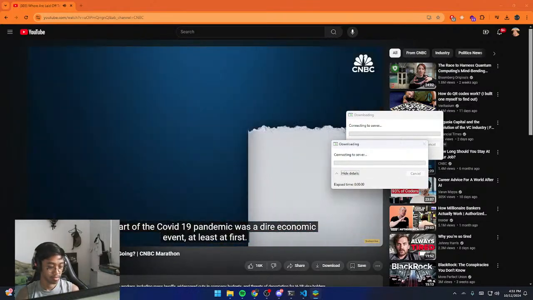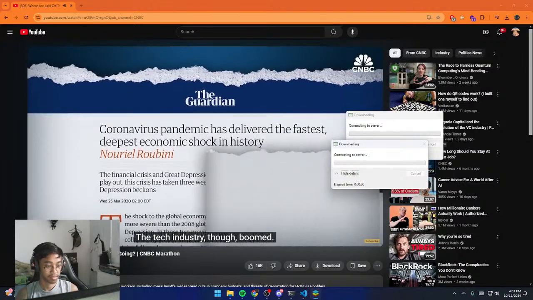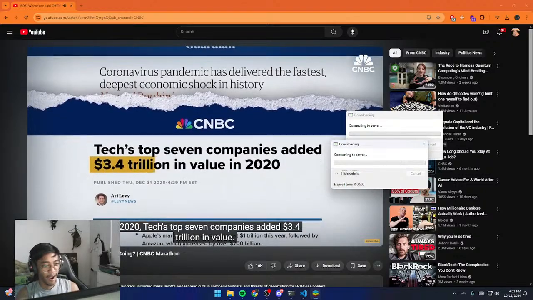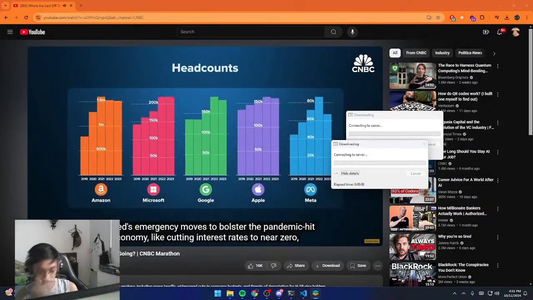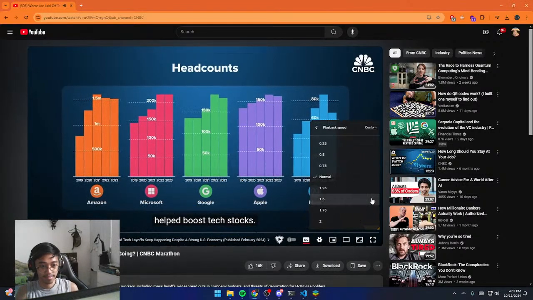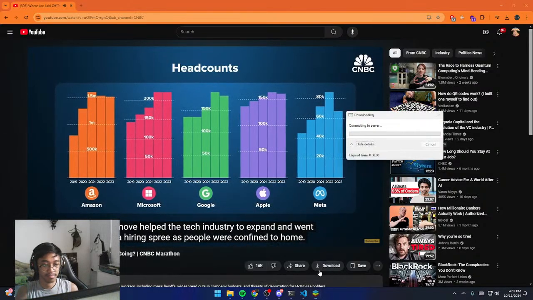The start of the COVID-19 pandemic was a dire economic event, at least at first. The tech industry, though, boomed. In 2020, tech's top 7 companies added $3.4 trillion in value. The Fed's emergency moves to bolster the pandemic-hit economy, like cutting interest rates to near zero, helped boost tech stocks. This move helped the tech industry to expand and go on a hiring spree as people were confined home.